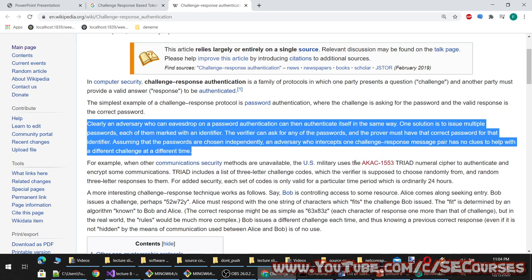Clearly, an adversary who can eavesdrop on a password authentication can then authenticate itself in the same way. One solution is to issue multiple passwords, each of them marked with an identifier. The verifier can ask for any of the passwords, and the prover must have that correct password for that identifier. Assuming that the passwords are chosen independently, an adversary who intercepts one challenge response message pair has no clues to help with a different challenge at a different time.